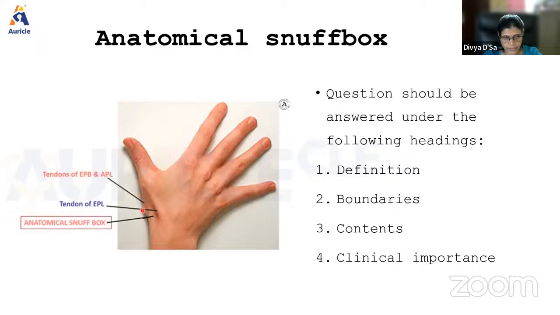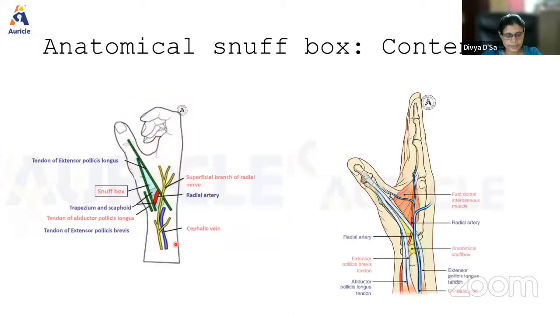So what is the definition? It's an elongated triangular depression seen on the lateral side of the dorsum of the hand. When we hyperextend the thumb, we will see the anatomical snuff box. Boundaries: anterolaterally, there are the tendon of abductor pollicis longus and the tendon of extensor pollicis brevis. Posteromedially, there is the tendon of extensor pollicis longus.